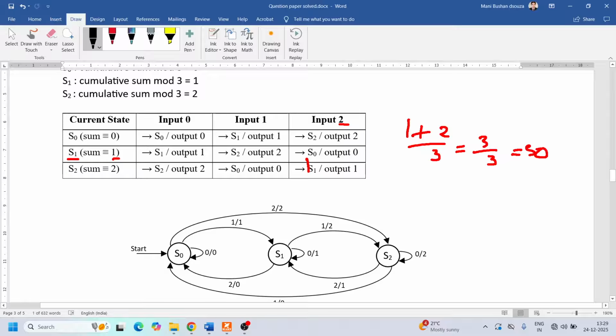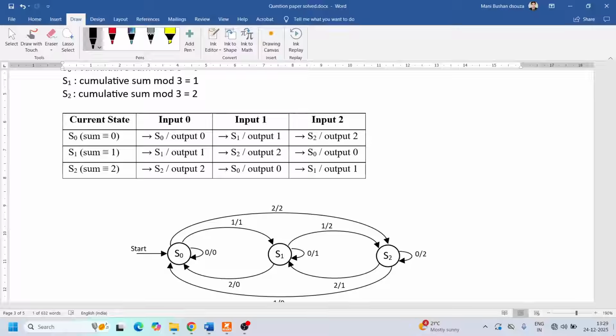So that means you are in the S0 state, so you will come back to the S0 state. If you are in the S1 state and you give 2 as an input, you will come back to the 0 state, and that is represented here. Okay, now let us go to the last option over here. And what is the last option? S2.